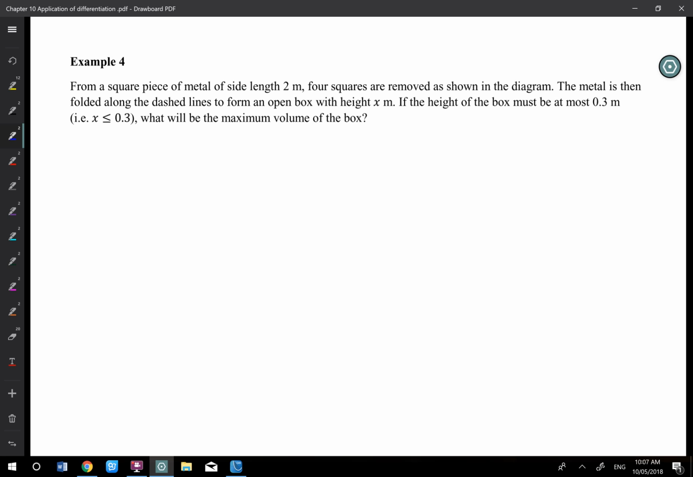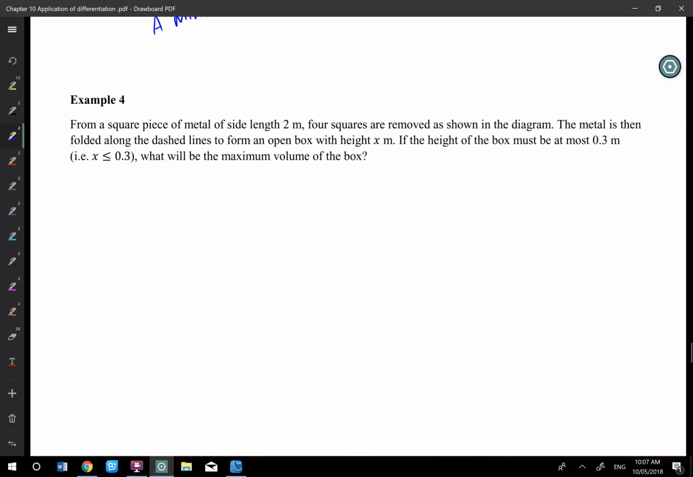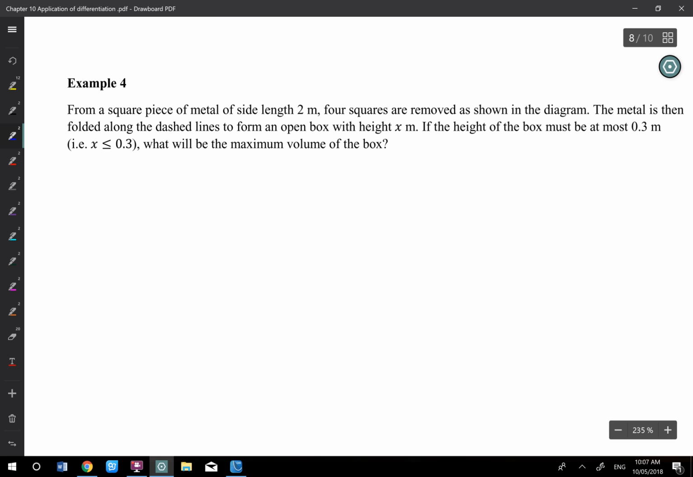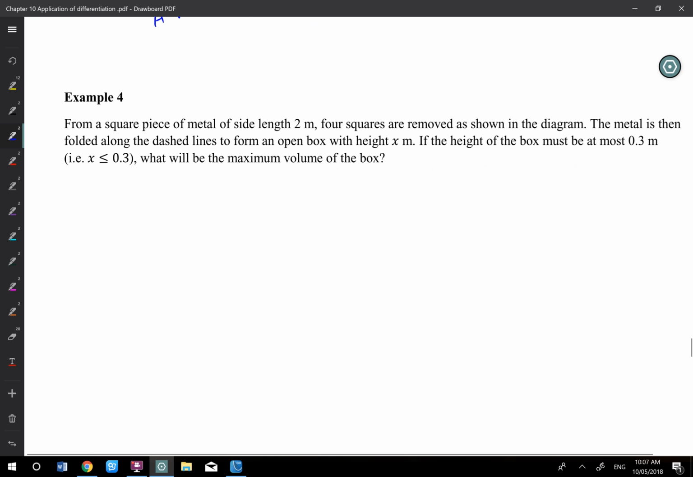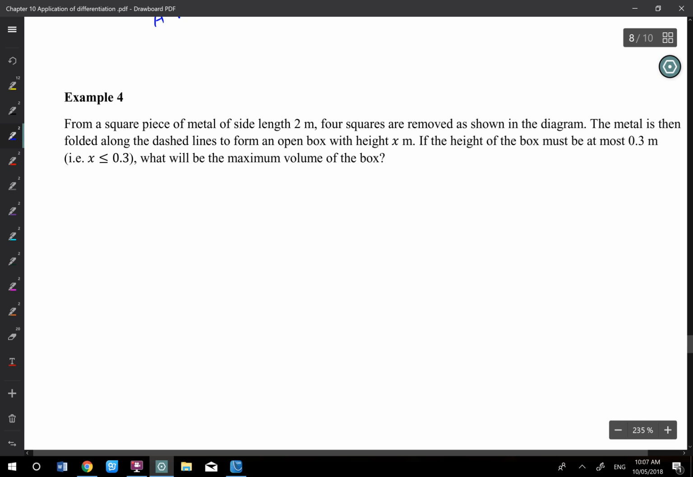Alright, for example 4, you can try that by yourself. It's not a hard question because it's the same theme every time. I'm a little bit bored with it, but you need to be careful. Sometimes, well, this is the absolute maximum question. You need to try it now.